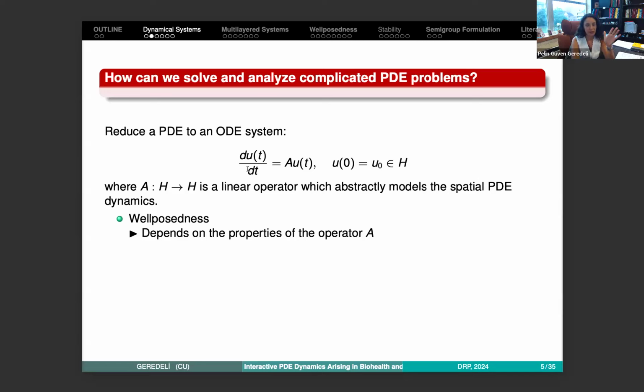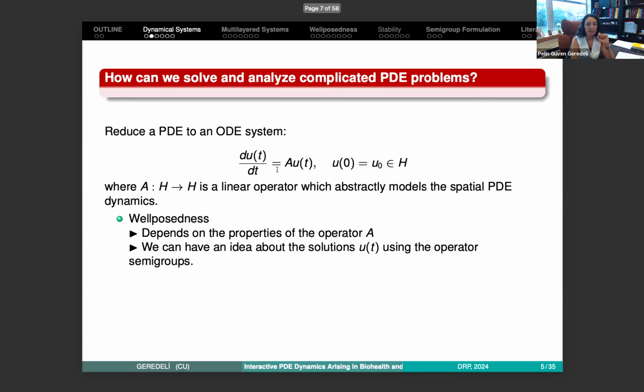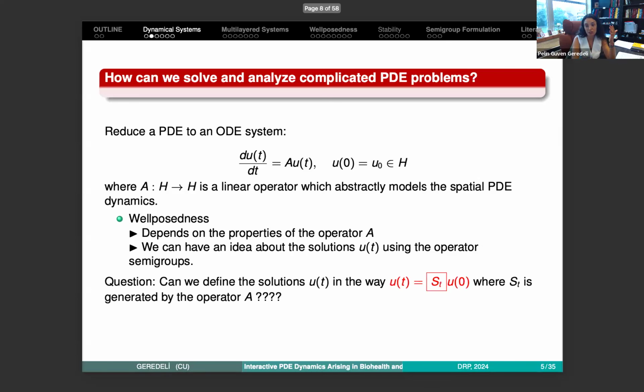But everything is based on this operator A. Why do I say that? Here is the connection with the operator semigroups. After reducing your complicated PDE into an ODE system, now can I define my solution? Because I'm looking for the existence of a solution, but what is the solution? This u. I'm looking for u of t. So the question is, can I write this u of t in terms of an operator semigroup just like that?